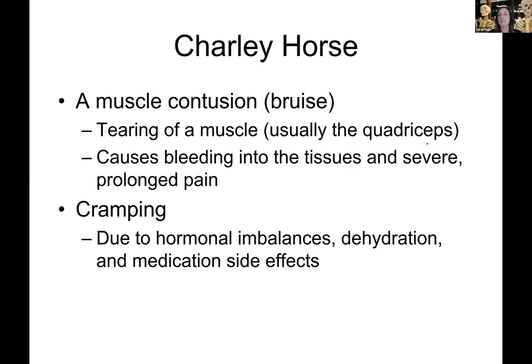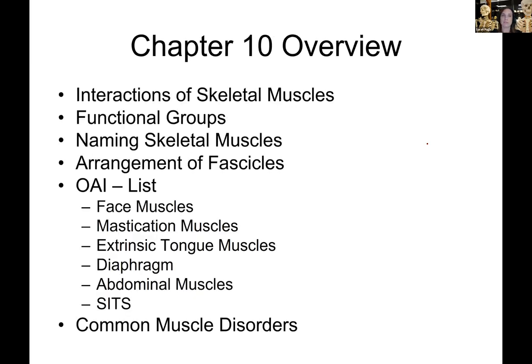The cramping can be caused by hormonal imbalances. So women, a lot of times when you're going through menopause, you might get Charlie horses more often. Dehydration too: some people when they get dehydrated, because the electrolyte balance in your tissues is off, get Charlie horses. And sometimes it's even a side effect of medications that you might be on. Those are super painful if you've ever had them.